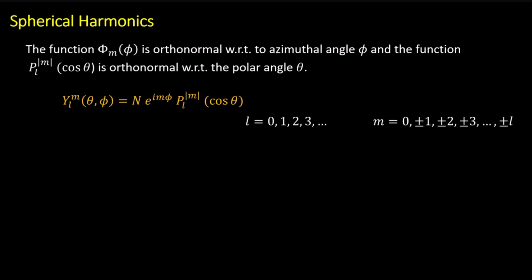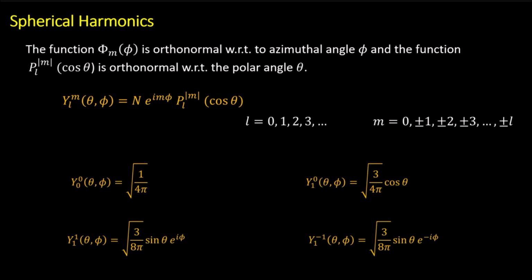The first few spherical harmonics are given by these expressions. For example, Y00, in this case both these quantum numbers L and M have their smallest possible values, and that is given by square root of 1 by 4 pi. And if you substitute the allowed values of the quantum numbers L and M, we can have the different spherical harmonics functions.